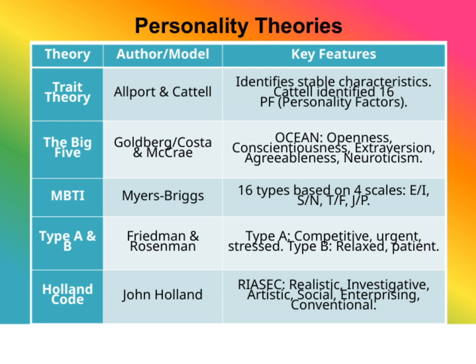Type A personalities tend to be competitive, urgent, and often stressed, while Type B personalities are more relaxed and patient. Recognizing these types can help explain different responses to stress and work environments.